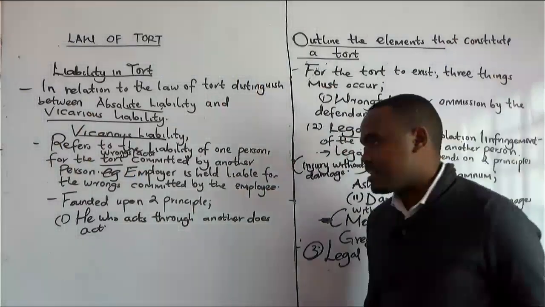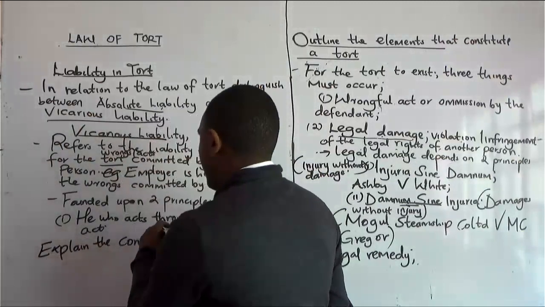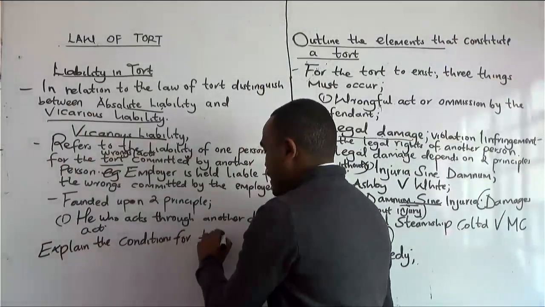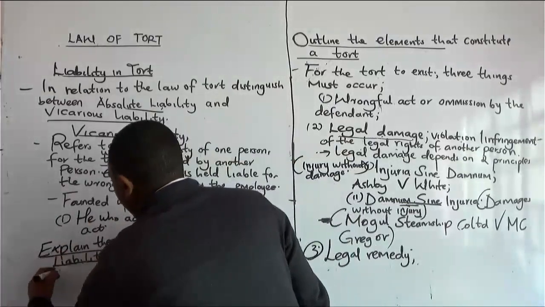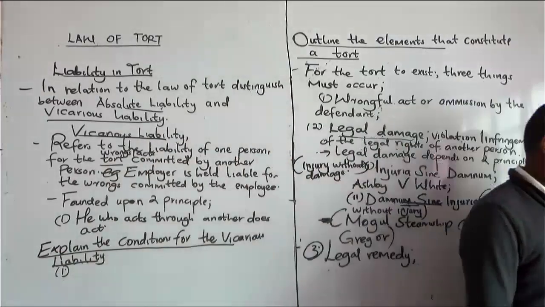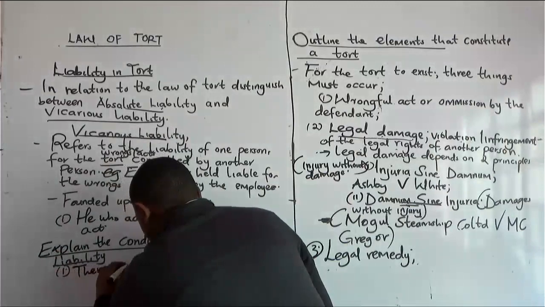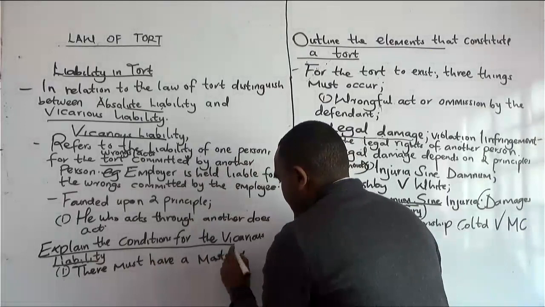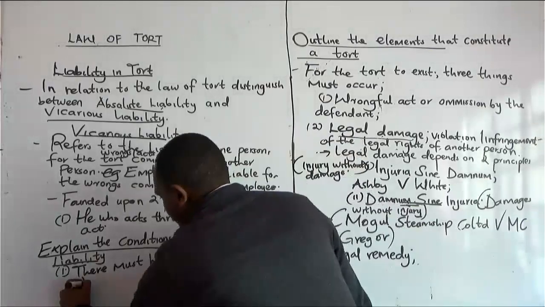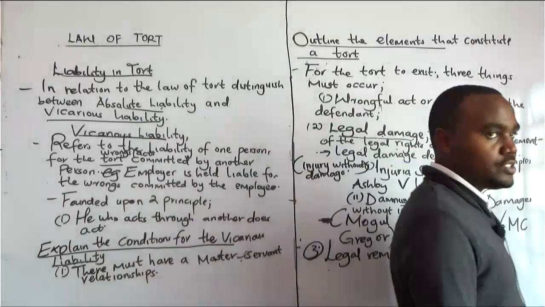Explain the conditions for vicarious liability. We can say, one, there must be a master-servant relationship. Some books will tell you there must be an employer-employee relationship. That is very much okay.